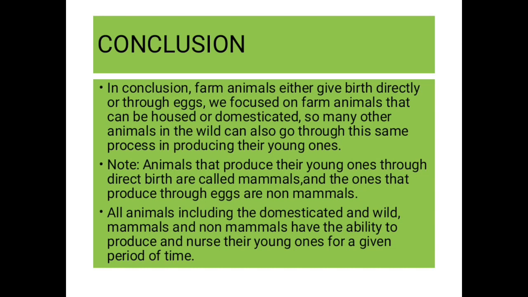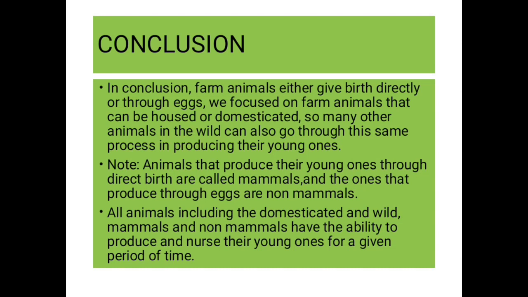Animals that produce their young ones through direct birth are called mammals, and the ones that produce through eggs are called non-mammals. They are non-what? Non-mammals. The animals that produce with egg, they are what? Non-mammals. And the ones that produce directly, they are called what? Mammals. Good, good, good. You're following.